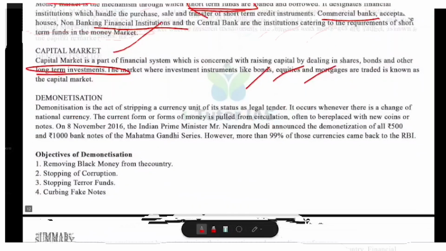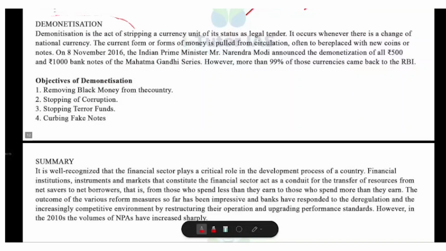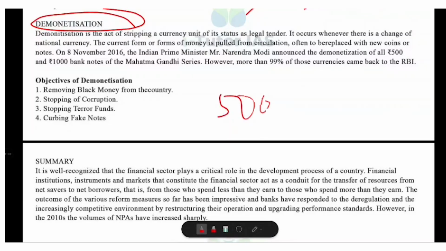Now, do you know about demonetization? Demonetization means removing the legal status of a currency note, meaning that the note can no longer be used as money for transactions. So if the government declares that rupees 500 and rupees 1000 notes are no longer valid, that is demonetization. So what happened in India in 2016?